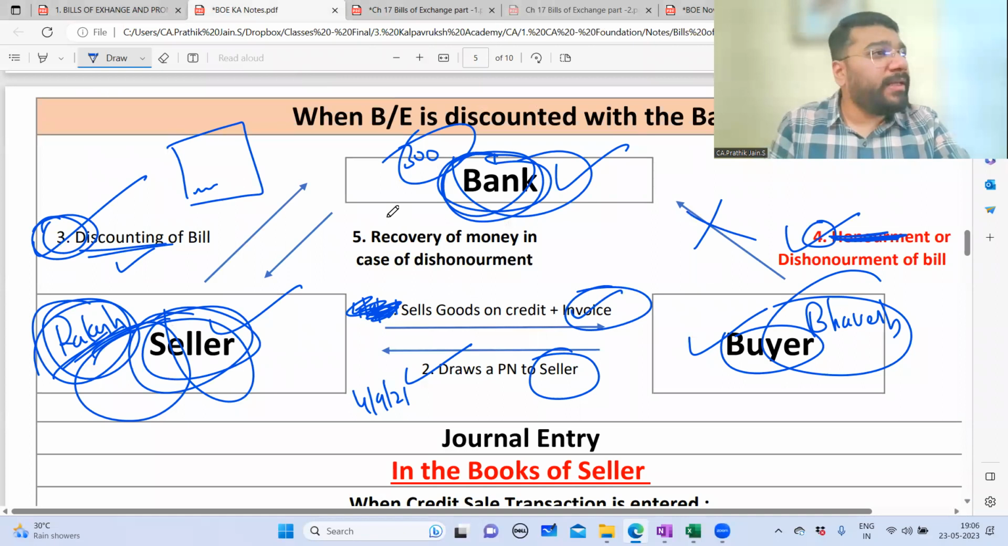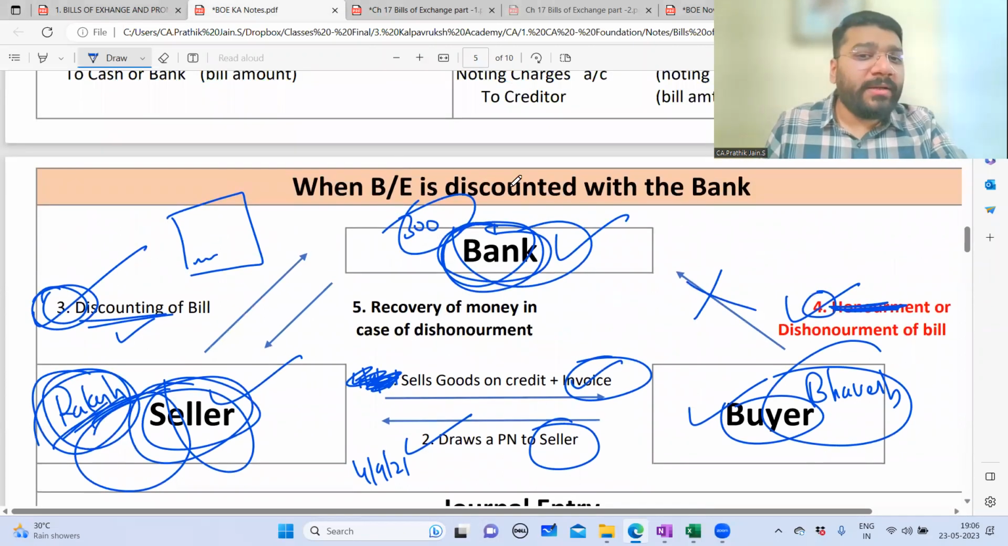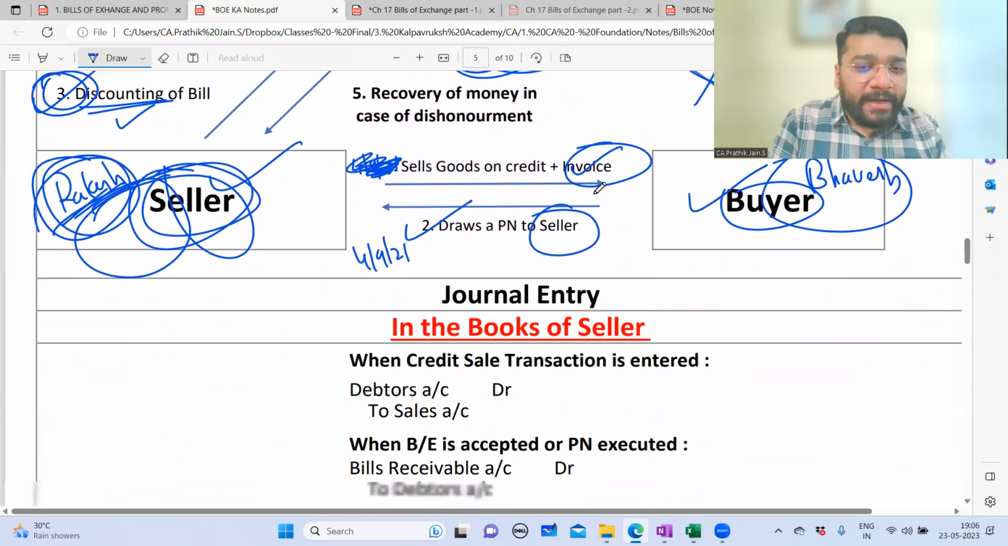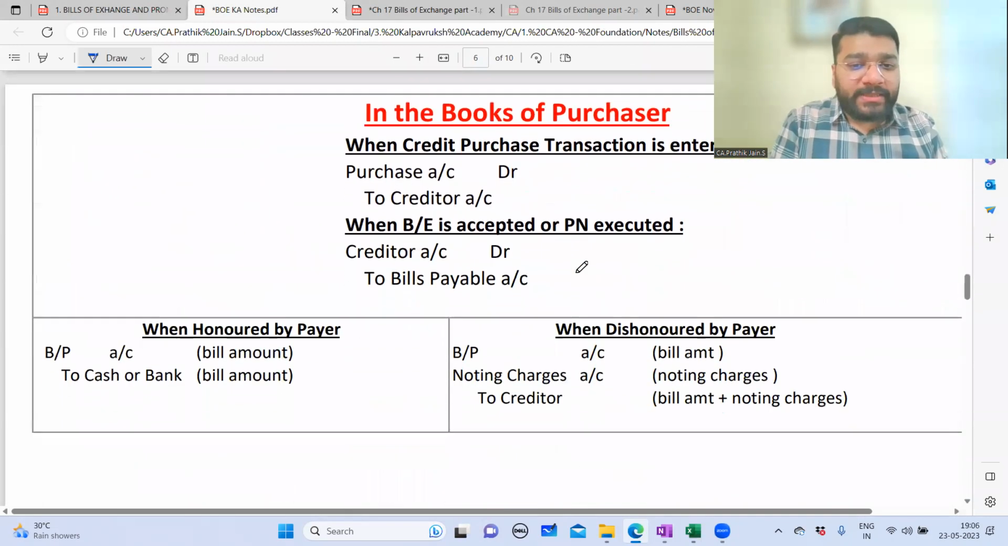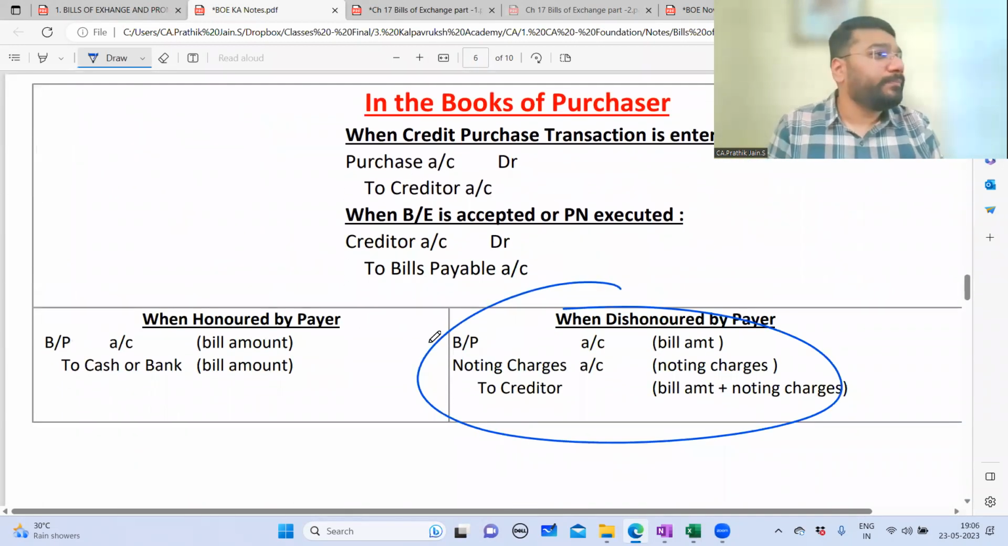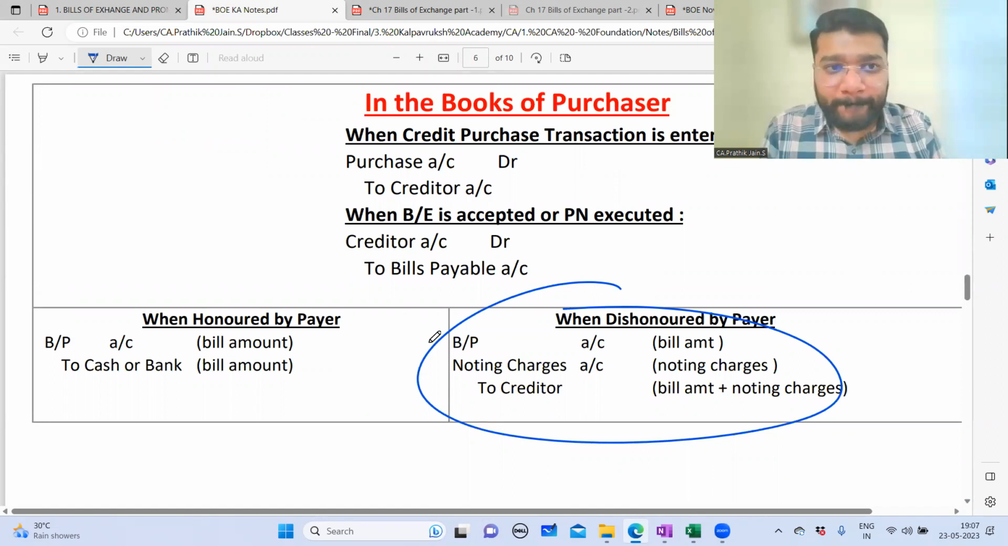So I'll be clear with this concept: if a bill is discounted with the bank and at the end, on the maturity date, the bill is dishonored, what is the dishonour journal entry in the books of the seller and in the books of the purchaser? Are we clear with that part? Hello? Online people? Yes, sir.